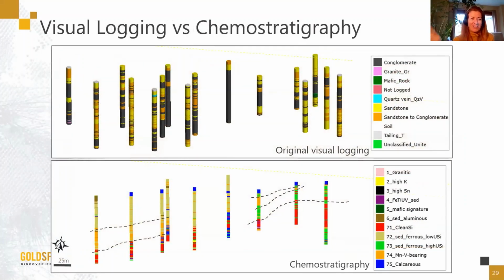And then along comes geochemistry. So the upper image we have here is the original visual logging, and then the lower image is the chemostratigraphy for comparison. You can see in the upper image that the sequences repeat and there's not a lot of continuity between the drill holes. So you can imagine how exciting it was for the Tristar geologists to be able to see, even from these preliminary results, that they could start to draw lines across a few of the drill holes and connect the dots. And you'll see also in the legend that our naming scheme is quite chemistry heavy. It's very chemical.